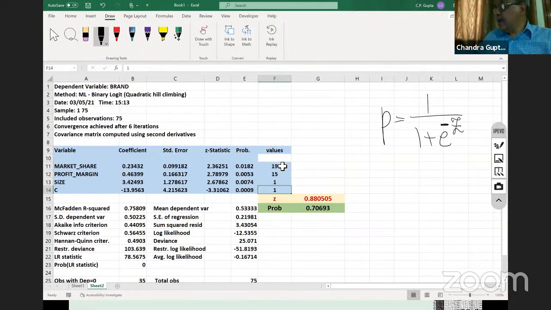So two things we have learned in it: how to run logit and probit model on EViews, okay? And second, how to calculate the probabilities. Probabilities I'm calculating by taking the output to Excel. And these are the formulas which we have used for calculating the probabilities. Any question you have? Okay.